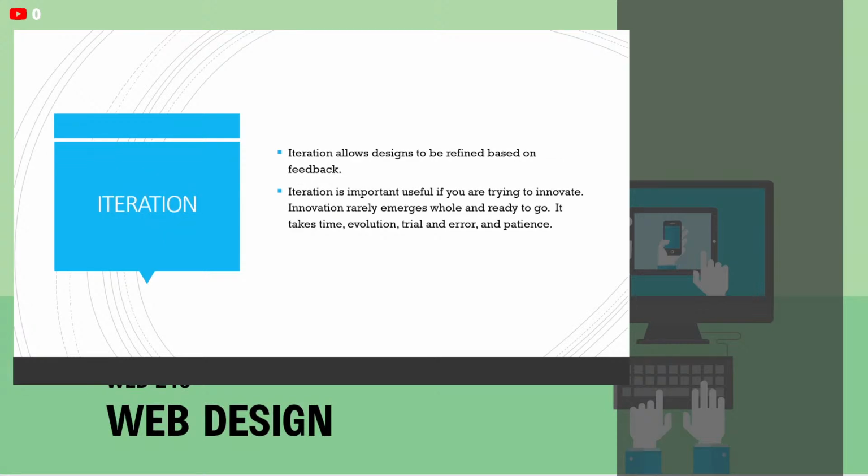And iteration allows designs to be refined based on feedback, right? So you create a website, you put it out there in the world, people use it, right? There are instances where we see this thing happen, where interaction design creates feedback, and then we use that feedback to make changes and create a new interaction. And really, I saw this a lot when I was on the campus of Utah State University, and they actually talked about doing this sort of thing there.